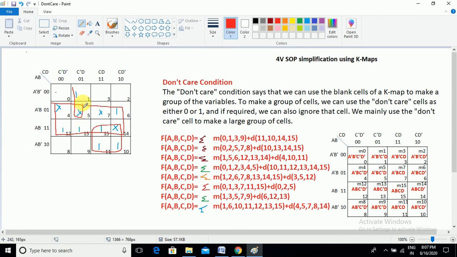So this is the answer for the last problem, and you need to practice more and more problems to understand how we can utilize the don't care cells. Just go through all the problems and practice by yourself, and you will get thorough knowledge on don't care cells and how we can utilize them in our 4 variable K maps. Okay, the next video will discuss a different kind of concept.